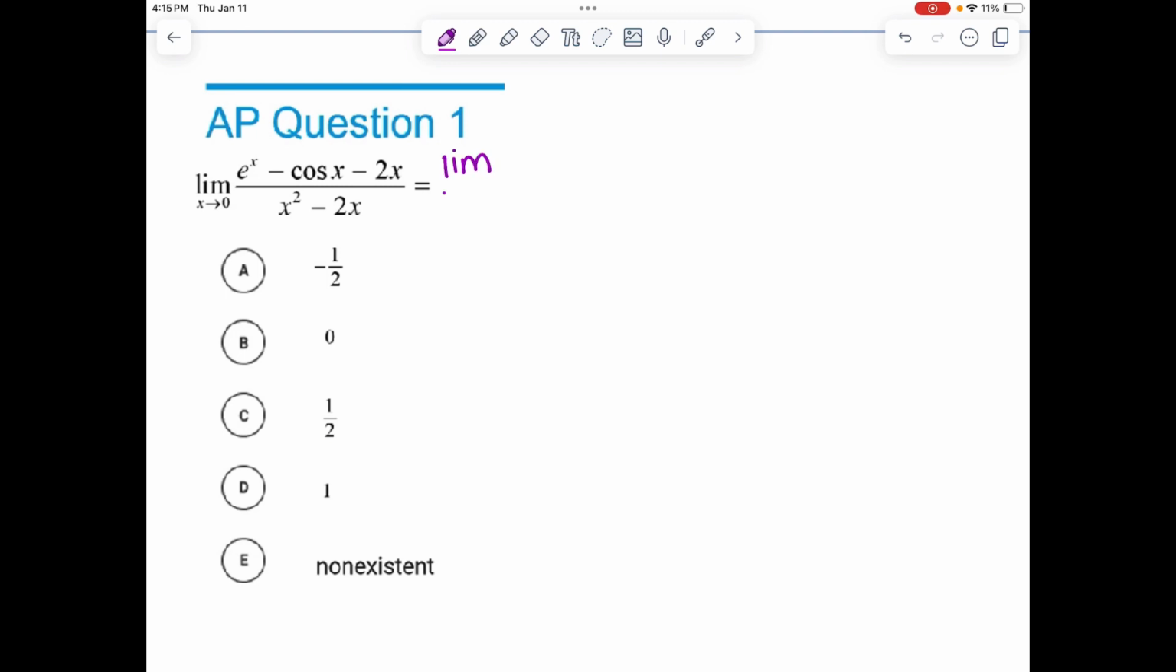The limit as x approaches 0, so the derivative of e to the x is e to the x. The derivative of a minus cosine is a minus sign, so I'm just going to go ahead and make it sine of x. Derivative of minus 2x is minus 2. Derivative of x squared is 2x minus 2. Now I'm going to plug in 0 and see how this goes.